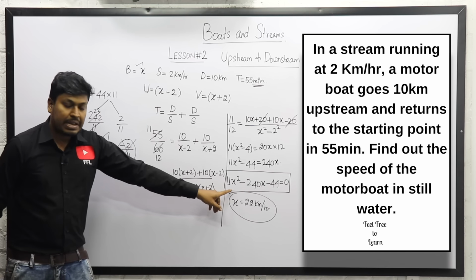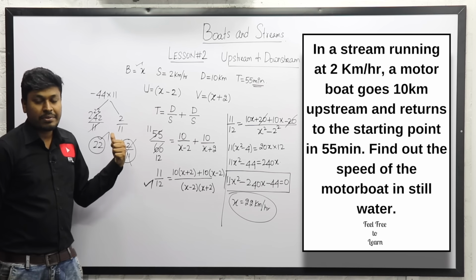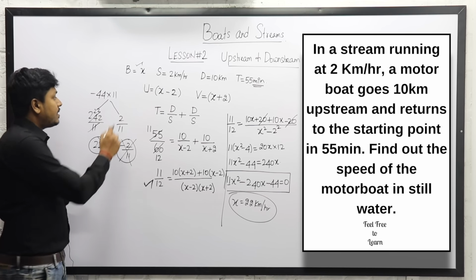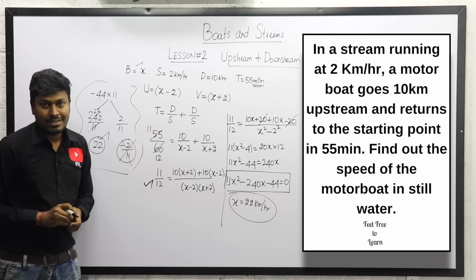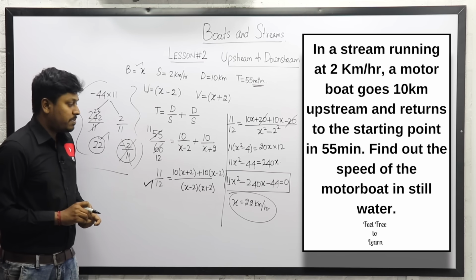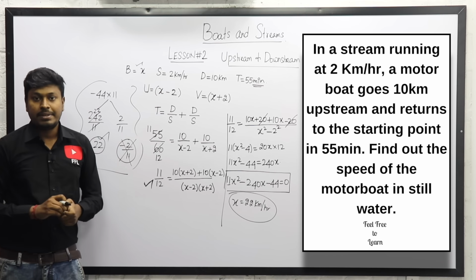So this will be the quadratic equation. Finally we solve the quadratic equation and we got the answer. These are the things we learned in the equation video itself. So finally the motorboat speed will be 22 km per hour.